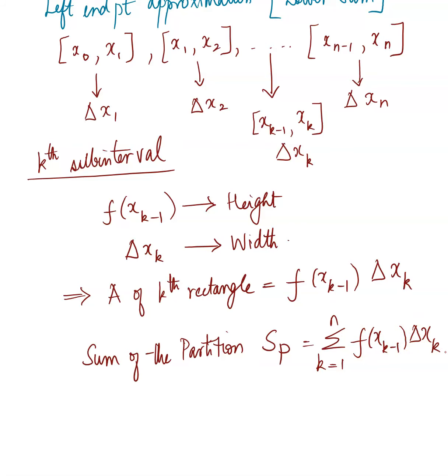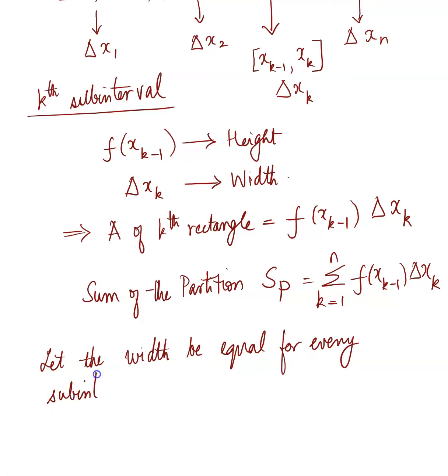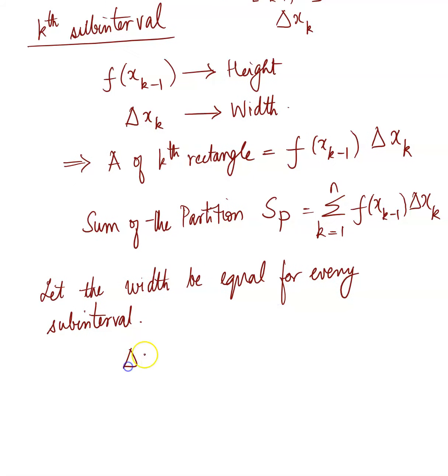And what we're saying is, for convenience and uniformity, let the width be equal for every subinterval. If that's the case, then it's not going to vary by delta x1, delta x2. They'll all be the same delta x. They will all be the same width. So delta xk would simply be b minus a over n, because that's how we found the equal width, and that's how your delta xk will be defined.